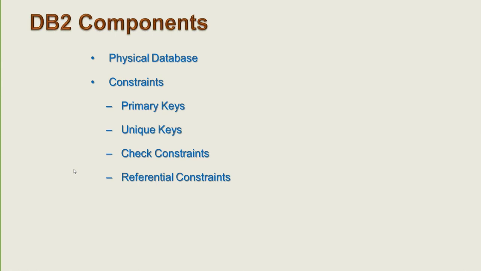Now, we will go into each one of these in a lot more detail, and we will look at exactly how they work. But the referential constraints are the things that allow you to build your relational database, because they define the relationships, one-to-one, one-to-many relationships between physical files in the database.